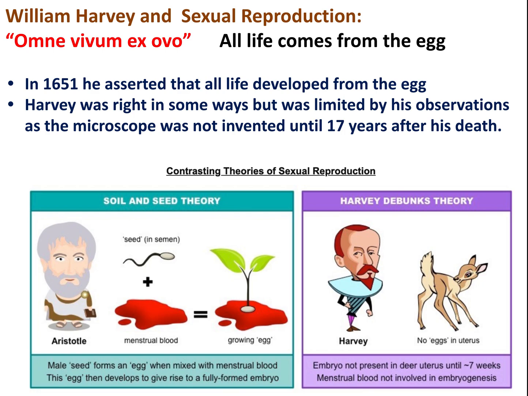He made it sound very much like it was just from the male, and the menstrual blood was kind of like a soil that helped give it nutrients. This was accepted for a very long time until William Harvey proposed this. He proposed that all life comes from the egg, which he didn't know for sure because he wasn't able to visually see it, because microscopes were not invented until 17 years after his death. So he was doing his research based only off of what the human eye could see.